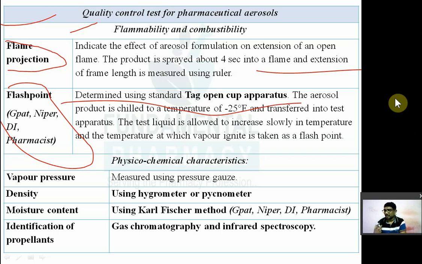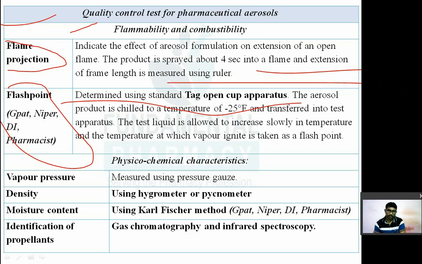as a flash point. ठीक है, इसमें क्या करना है कि टैग ओपन का apparatus होता है, तो एरोसोल जो है आपका वो चिल करना है आपको -25 फ़ारेनहाइट पे, और जो कंटेनर का जो कंटेंट है वो सब ड्रेन करना है, और उसी टेम्परेचर पे ही उसमें ट्रांसफर करना है apparatus में, और बाद में टेम्परेचर इंक्रीज करना है, and the temperature at which the flame will ignite is taken as a flash point. Yeah, the flashpoint in case of aerosol is done by tag open cup apparatus.